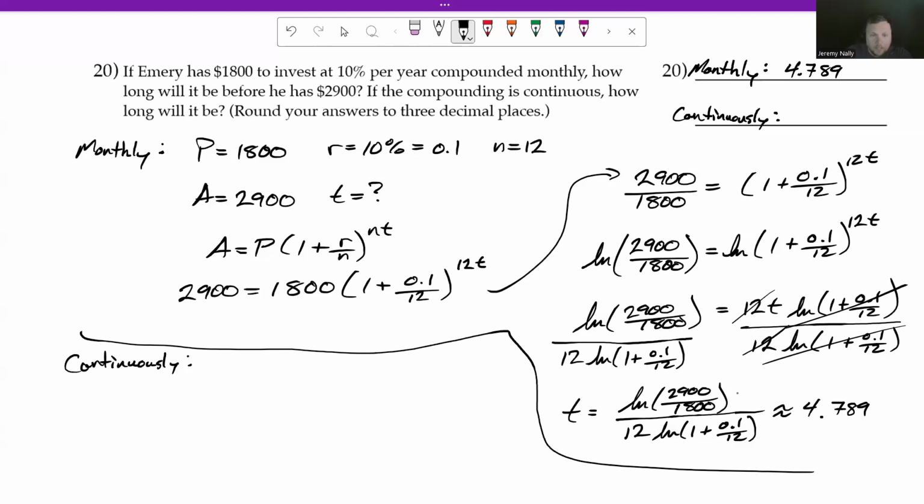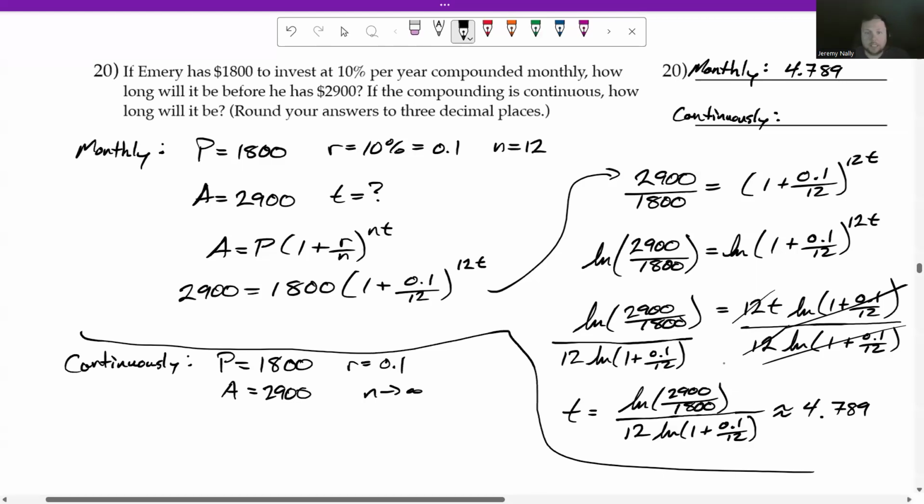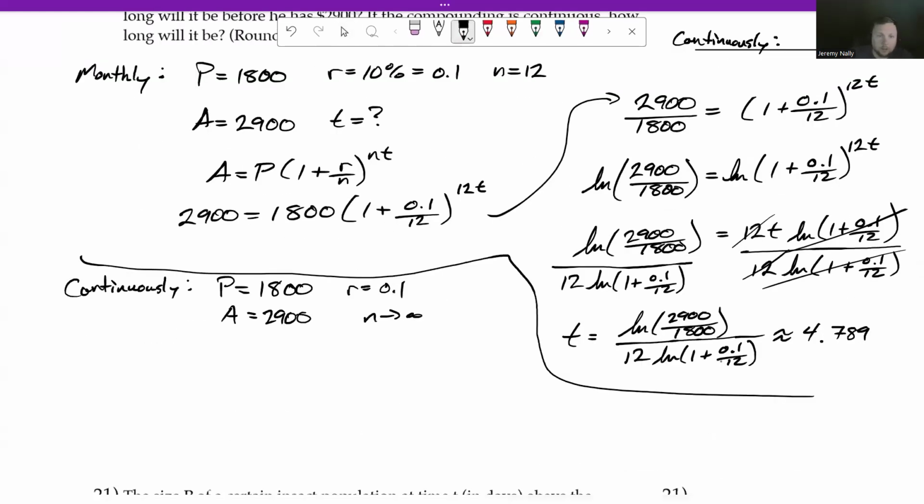so we still have P equals 1,800. A is going to be 2,900. My interest rate, we are not changing that, so it's going to be that 0.1 again. But now continuously means that the n is approaching infinity. So we're using this formula A equals P times e to the rt. So then I have 2,900 is equal to 1,800 times e to the 0.1 times t.